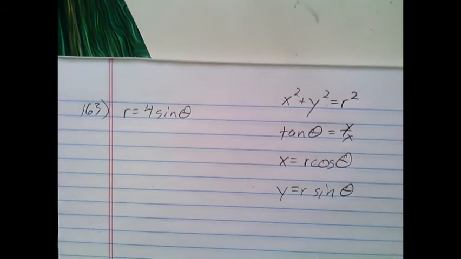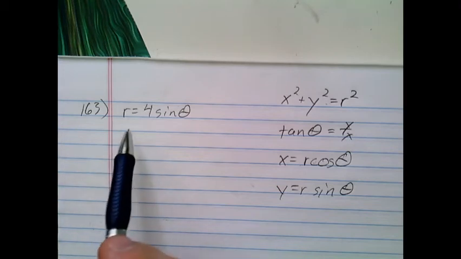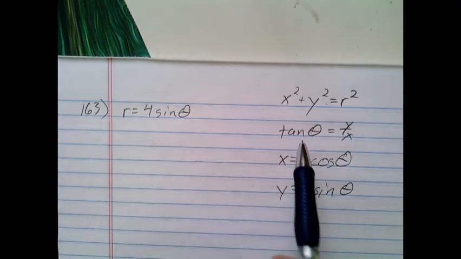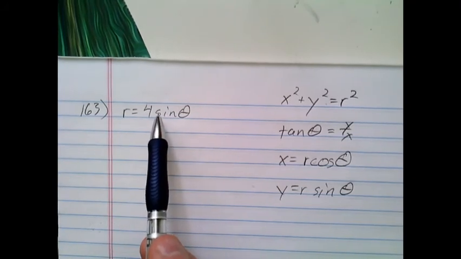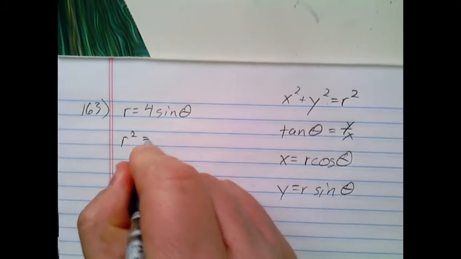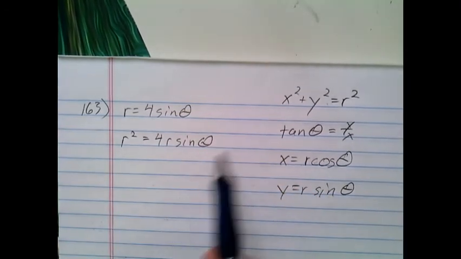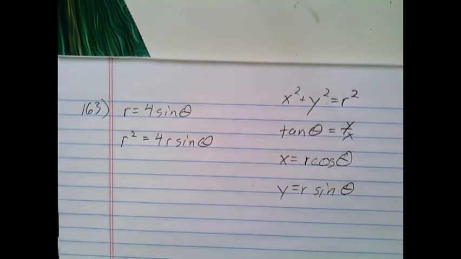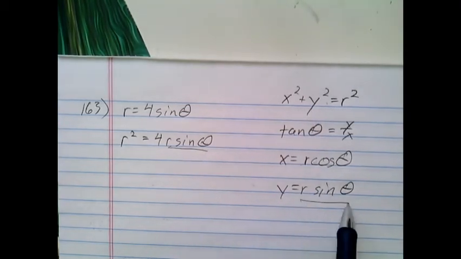A lot of times I have to do a little something to make it so that I can use one of the formulas. But usually my manipulations are either to get an r squared, or a tangent theta, or an r cosine theta, or an r sine theta. In this case, there's something I can do that gives me a twofer. If I multiply both sides of this equation by r, I get r squared equals 4r sine theta. And the reason that's a twofer is because I can replace r squared with x squared plus y squared, and I can replace r sine theta with y.